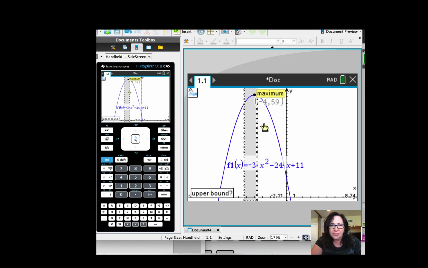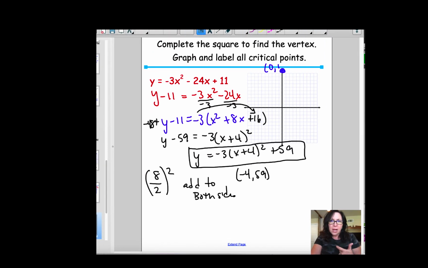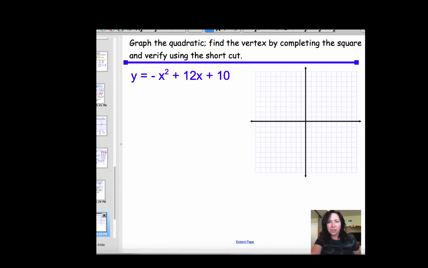And then what that does now is move to the right. And look at that, negative 4, 59. That's my max point. Right on. This is perfect. Okay, so we've got the right answer. We're all happy about that. And let's move on to the next question.